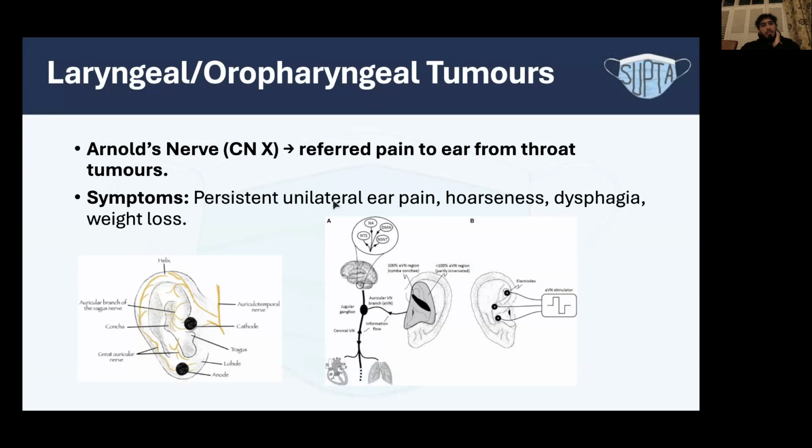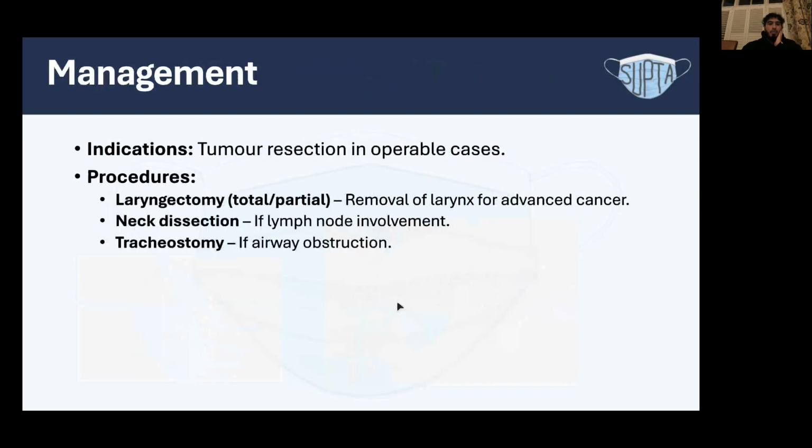My apologies, I released that a bit early. But yeah, persistent unilateral pain, hoarseness, dysphagia, weight loss. Red flags for oropharyngeal or laryngeal cancers. The pathophysiology is compressing or causing damage, or any other mechanism, to Arnold's nerve, which is a branch of cranial nerve 10, the vagus nerve. How can we manage this?